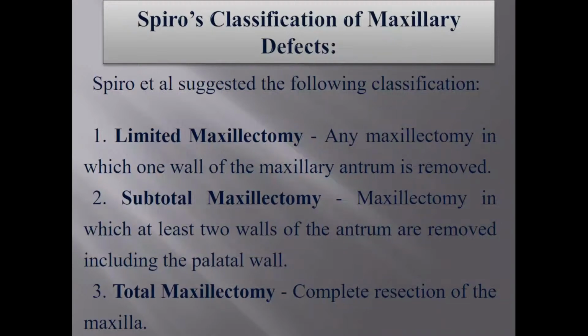And the next classification is Spiro's classification of maxillary defects. There are 3 types of maxillary defects: limited, subtotal, and total. Limited maxillectomy is understandable: any maxillectomy in which one wall of the maxillary antrum is removed. Subtotal maxillectomy is one in which at least 2 walls of the antrum are removed, including the palatal wall. And total maxillectomy is a complete resection of the maxilla.